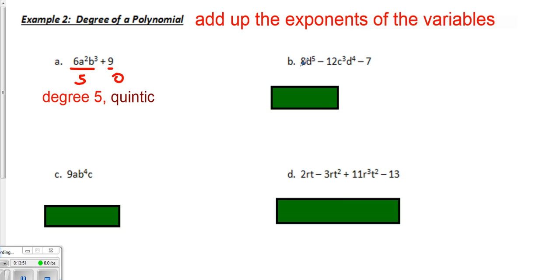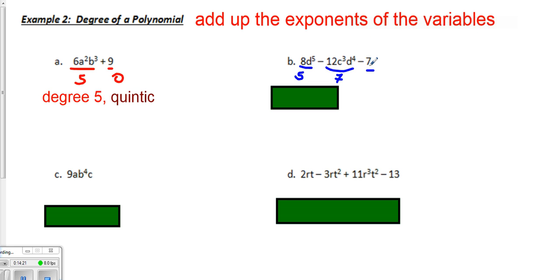Let's look at this one. We have 3 different terms. 8d to the 5th power minus 12c cubed d to the 4th minus 7. This 8d to the 5th power, well, there's only one variable, so it makes it nice and easy. We just say it's degree 5. This term, we have c to the 3rd, d to the 4th. 3 plus 4 is 7.